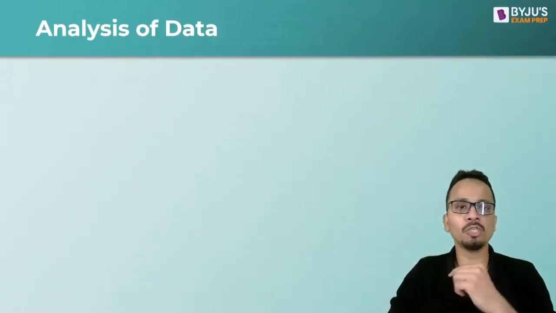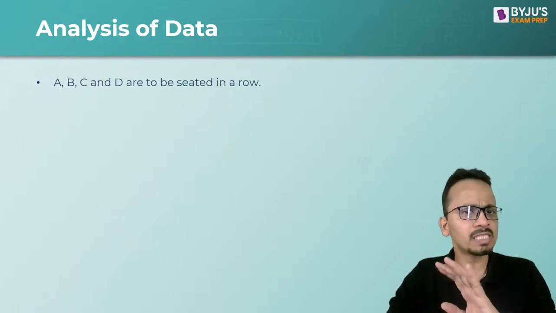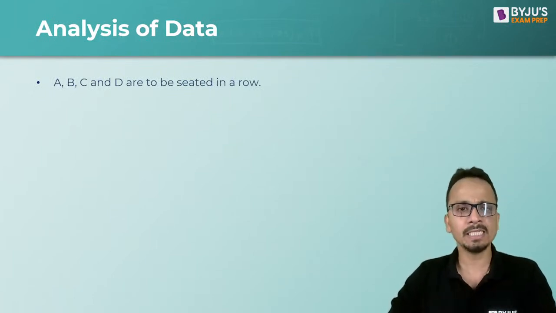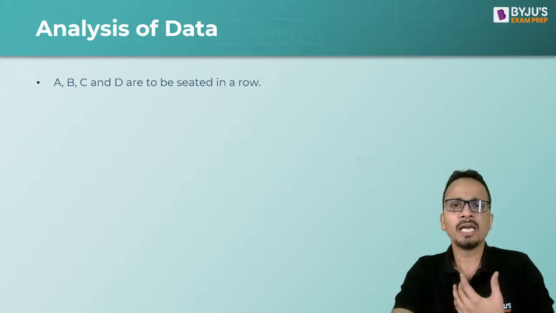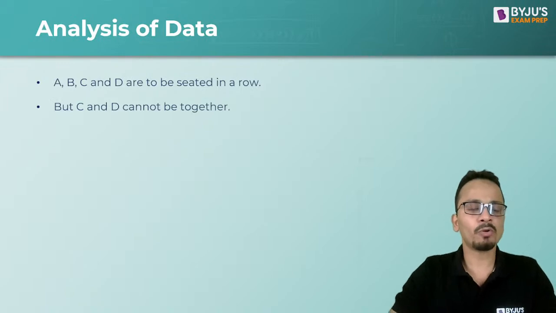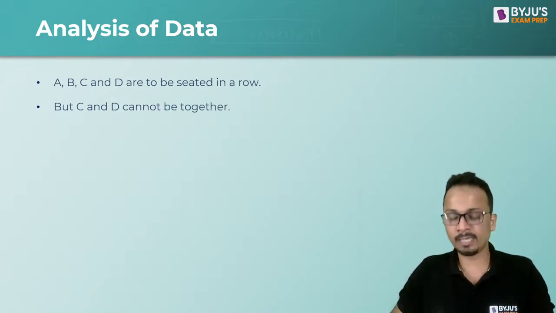So let's move on to the analysis of this data. First of all, we have 4 people who are seated in a row: A, B, C and D. Let's look at the 2 more pieces of information that are given with this set. Now, C and D cannot be together. Nice. We know that C and D cannot be together.